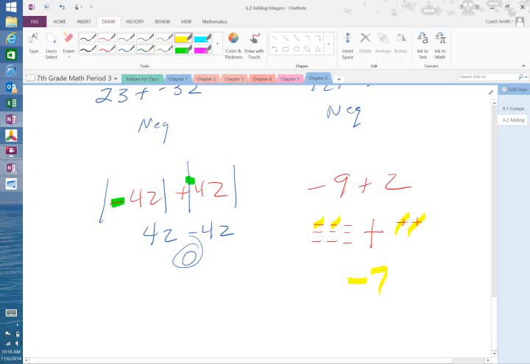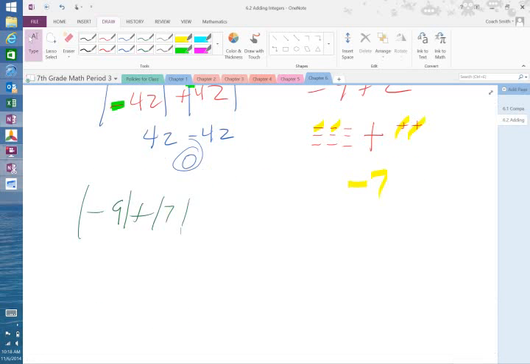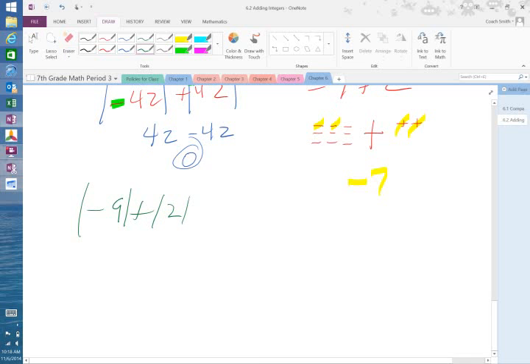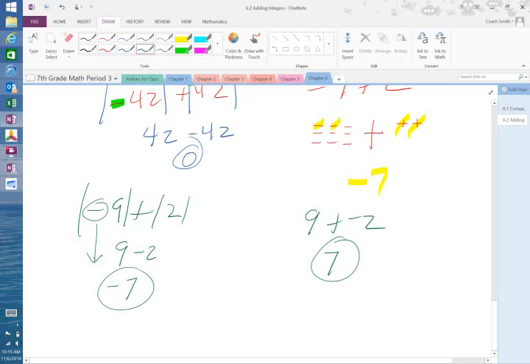Okay? Now, how we do that mathematically is you take negative 9 plus a positive 2, and we do the absolute value of the two numbers. Oops, sorry, that's 2, not 7. Okay? Take the absolute value, that'd be 9 minus 2, which is 7. Bring down the negative sign because it has the larger absolute value. If I had 9 plus negative 2, it's still 7, it's just positive now. Okay?